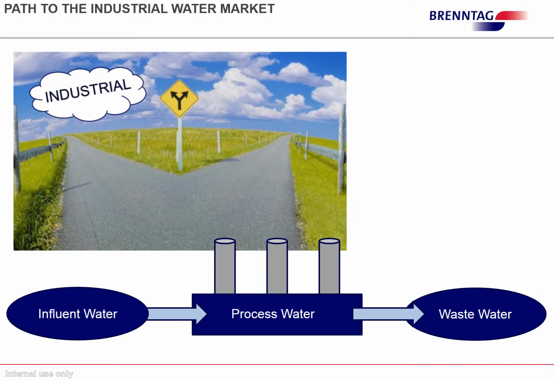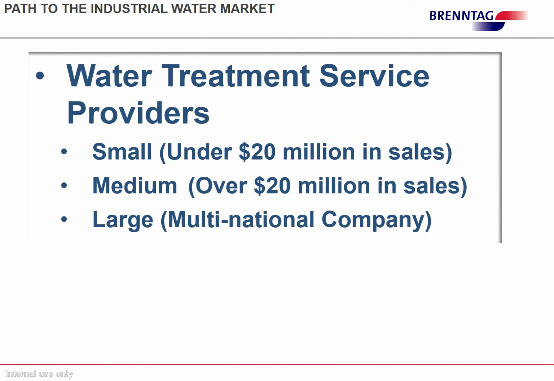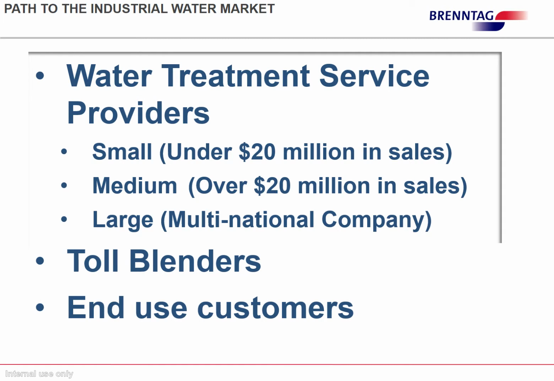So if we look at the industrial path to market, we have what are called water treatment service providers. These are companies that provide a service to their customers. They can be large, medium, or small. We have what are called toll blenders, and toll blenders are people that make the formulated products for water treatment companies. And lastly, we have what are called end-use customers. We'll go through each of these individually.